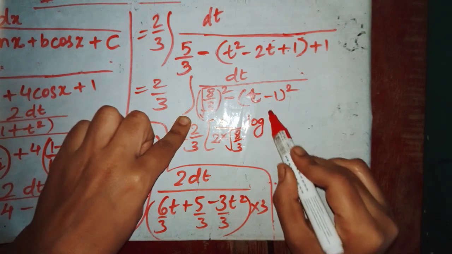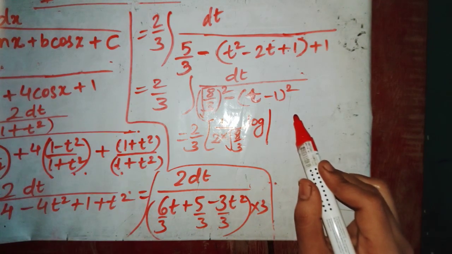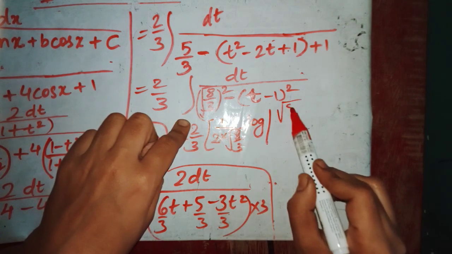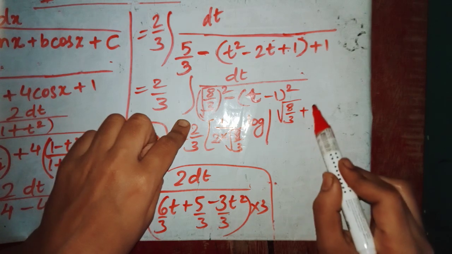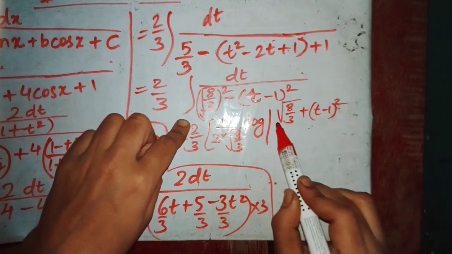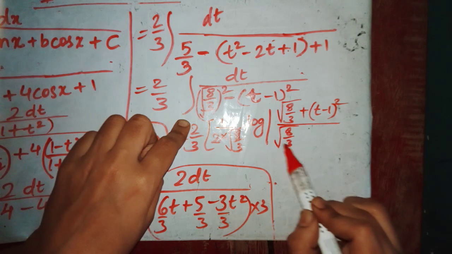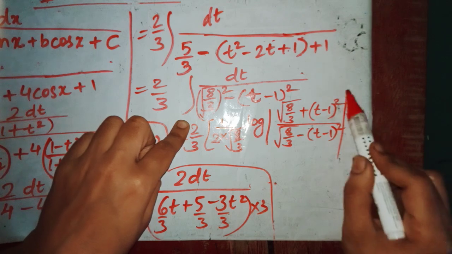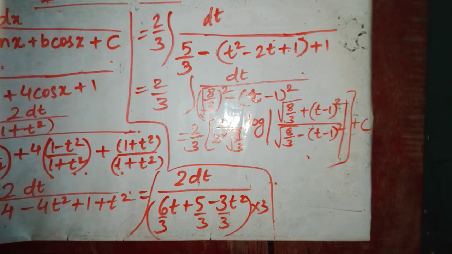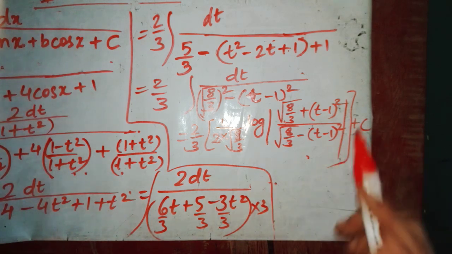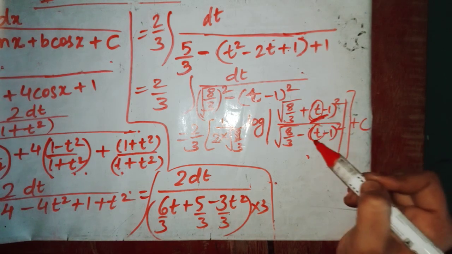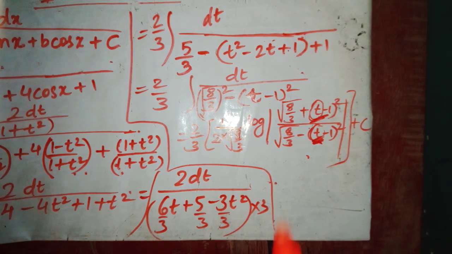Log of (a minus x) is there, no? So a plus x you have to take. So this will be 1 upon 2a log of (root 8 by 3 plus t minus 1) the whole square upon (root 8 by 3 minus t minus 1) the whole square, plus c. Okay, this is the final answer. Last, you have to substitute for t. Whatever t we have taken, you have to write it here. Okay, then that becomes your final answer.